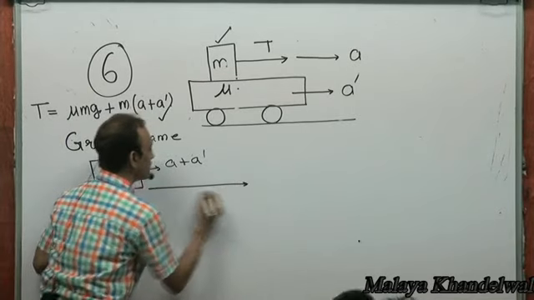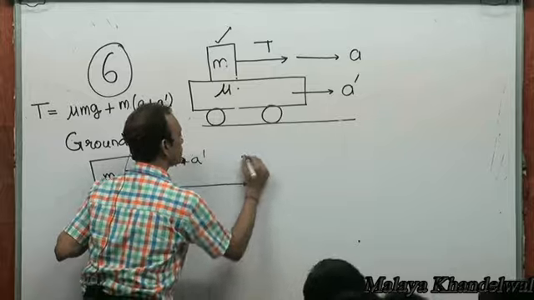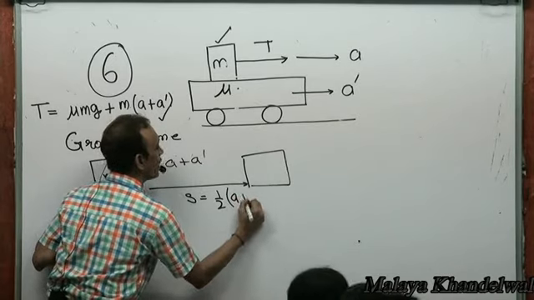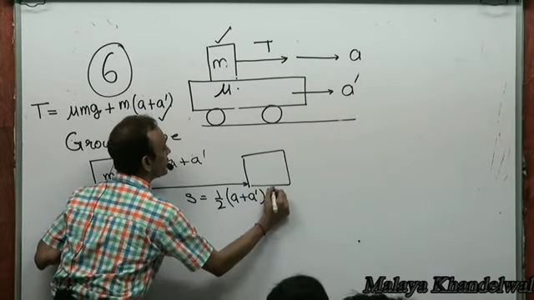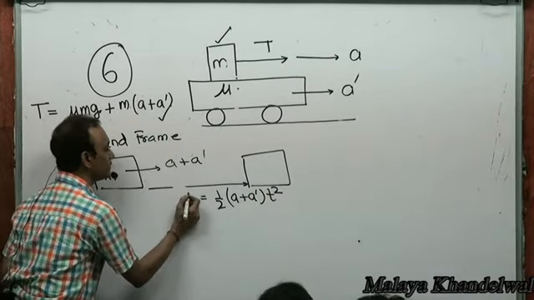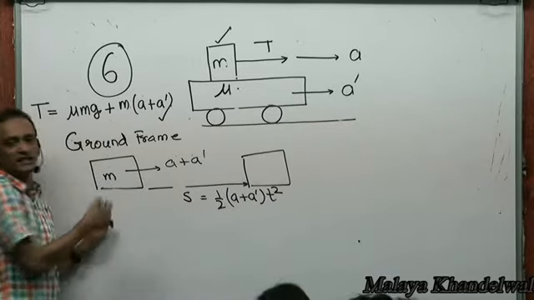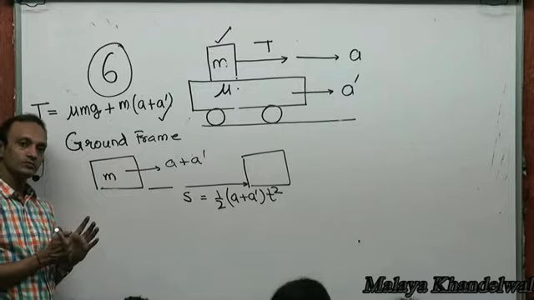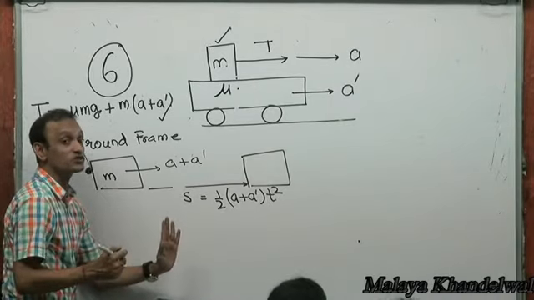What's the displacement s? S would be initial velocity 0, half of a plus a prime into t squared in t seconds. That's going to be the displacement of the particle in t seconds as seen in the ground frame. Yes or no? Initial velocity is given to be 0.